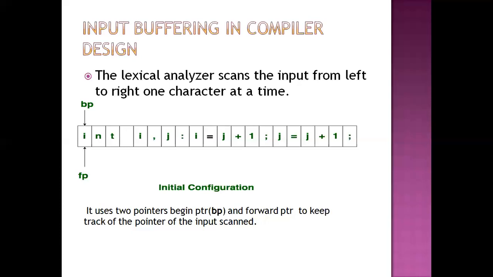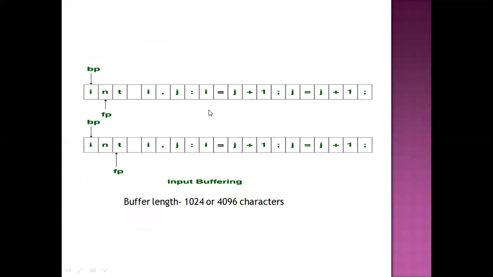So with n characters, depending on the input buffer size, if it is 1024 then it will read 1024 characters at a time. If the input buffer size is 4096, it will read 4096 characters at a time. That is the size of the input buffer. Now we will see how the pointers are moved.